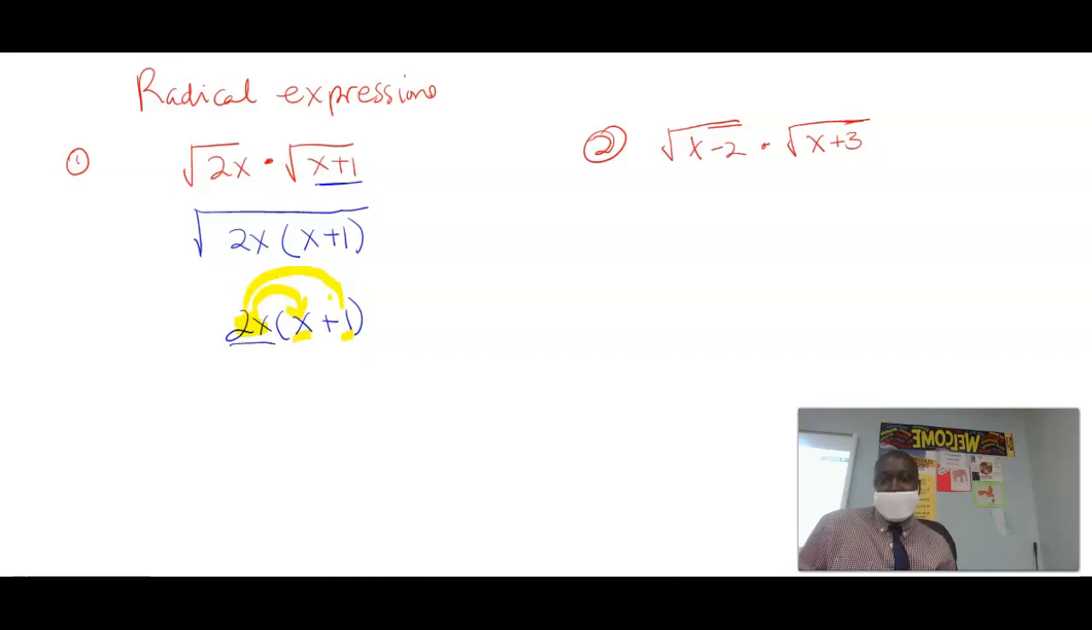If you multiply 2x times x, what do we get? 2x squared. Okay, first you bring your operation sign. 2x times 1 will give you what? 2x. So after that you bring your square root. That's all I have to do about this one.